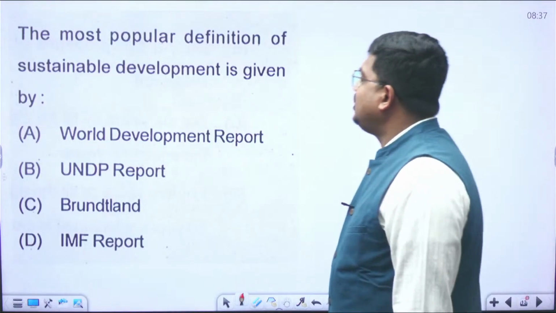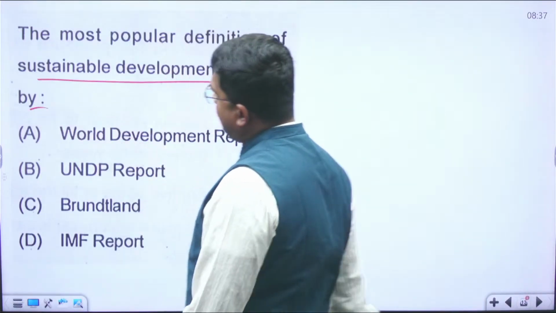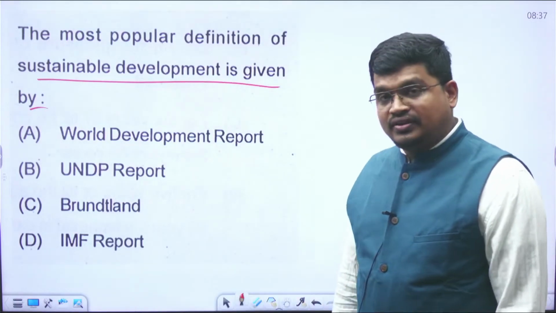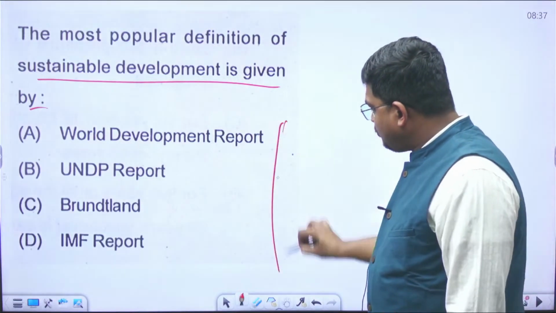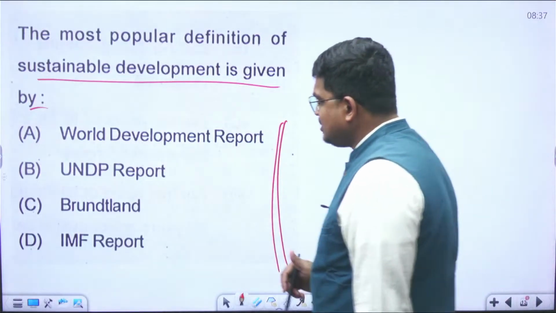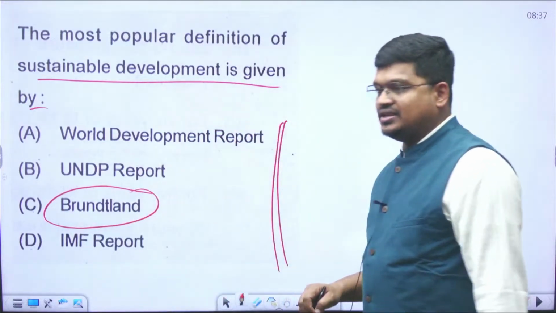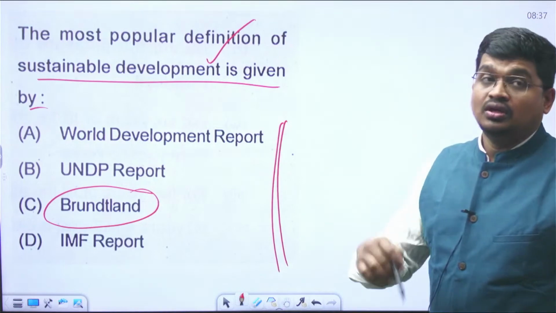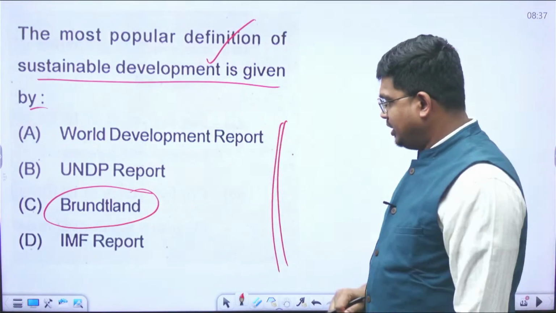The most popular definition of sustainable development is given by whom? If you see the options, World Development Report, UNDP report, then this is Bertland, the agency which has given this definition of sustainable development. Now, the next question is, what is this sustainable development? We'll come to that.